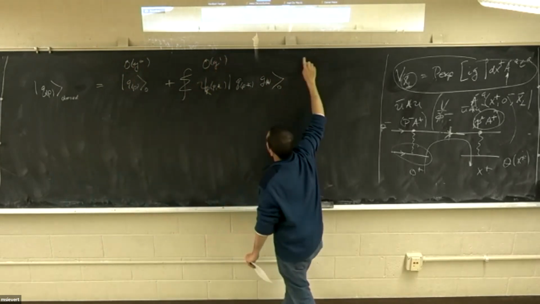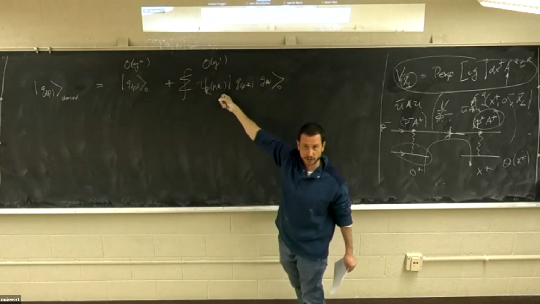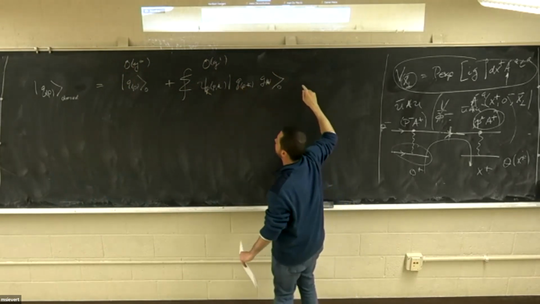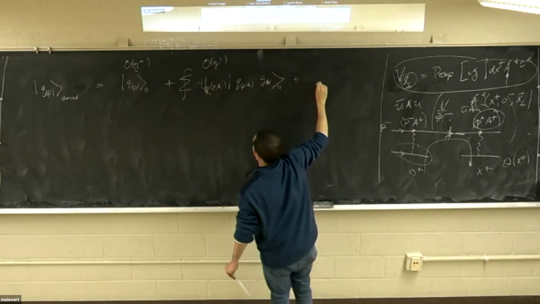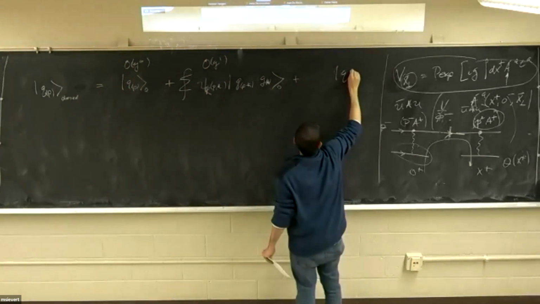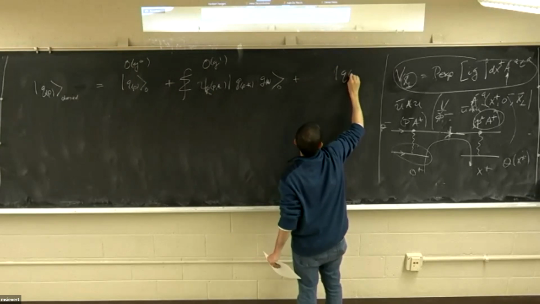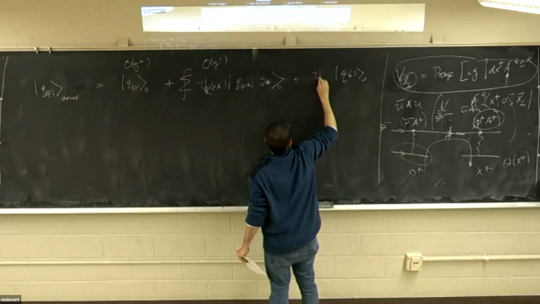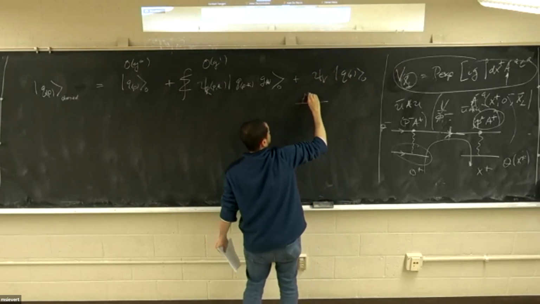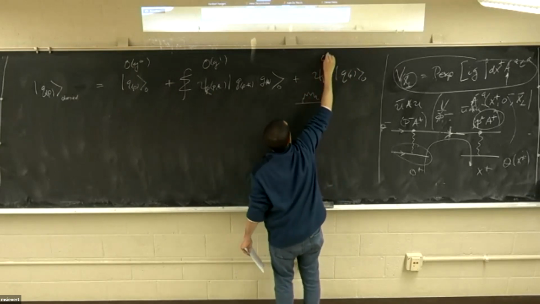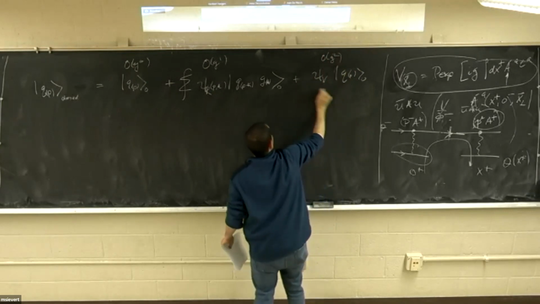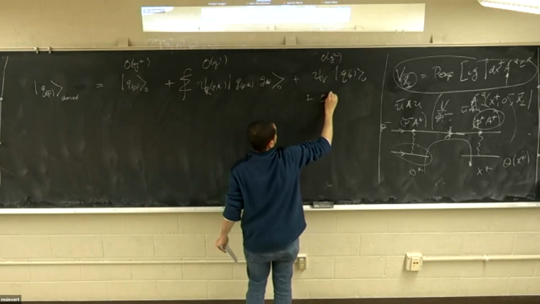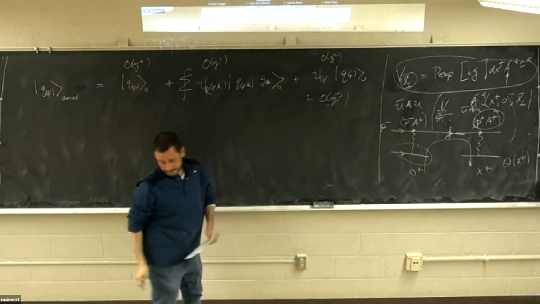At order g squared, I have double real emission. But if I square it, that's beyond the accuracy that I need. The term that I need to keep is the virtual correction to the single quark. So now there is a virtual correction which includes these kind of self-interactions at order g. And then everything else is higher order in perturbation theory.